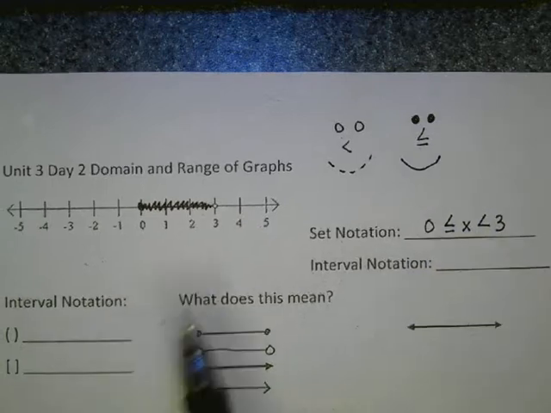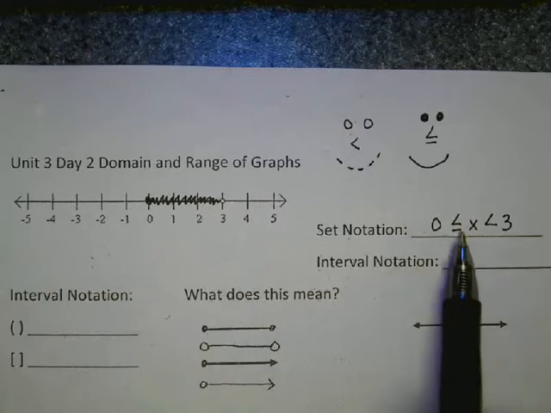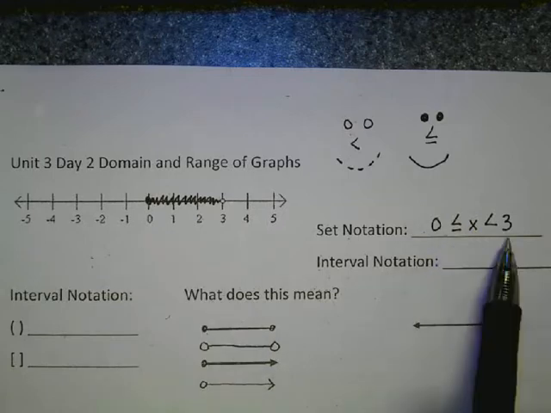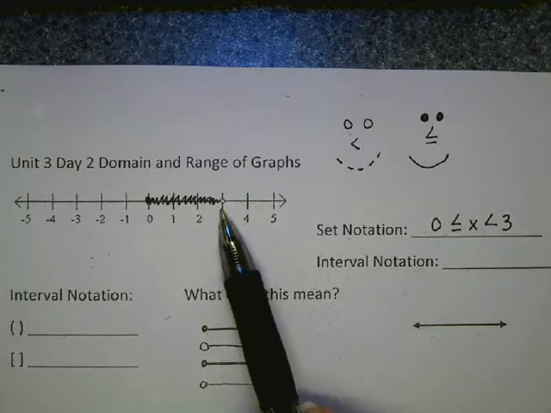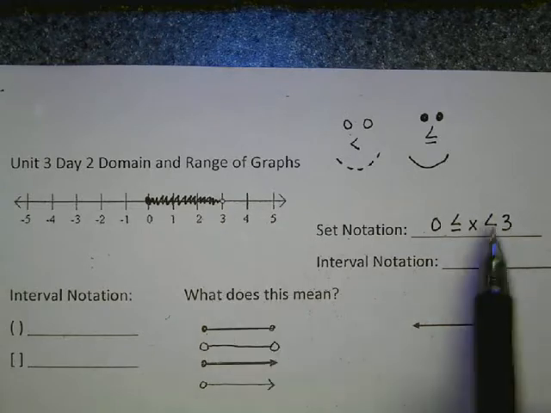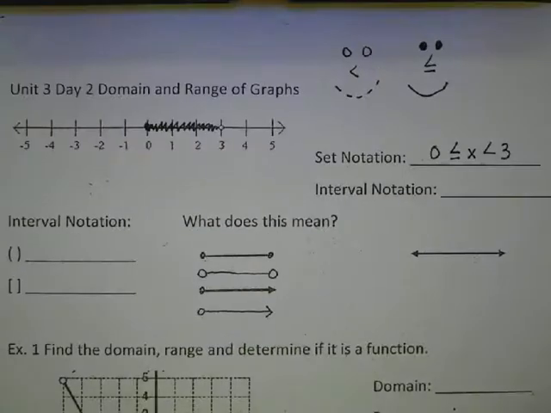On the left end, I have a 0 with a closed dot, so I put a less than or equal to sign. The shading is between these two numbers, so I put the x in the middle. On the number 3 is an open circle, so I have just a less than symbol. That's called set notation. We're going to focus more on interval notation, but I want you to see both because they like to put both on the evaluation.